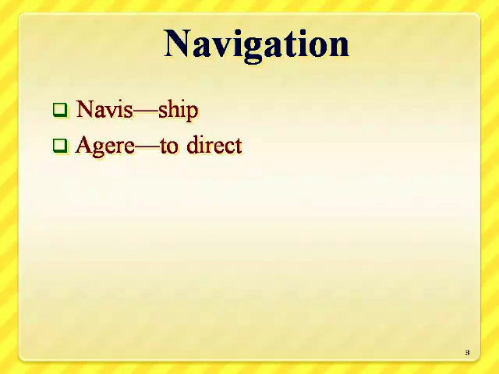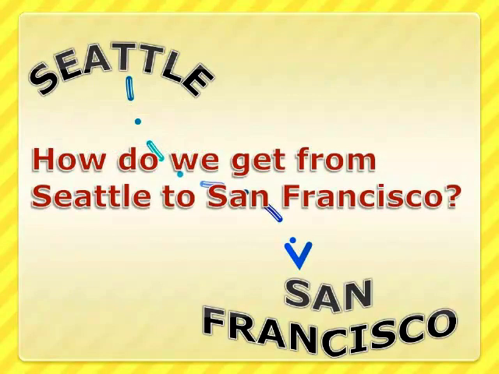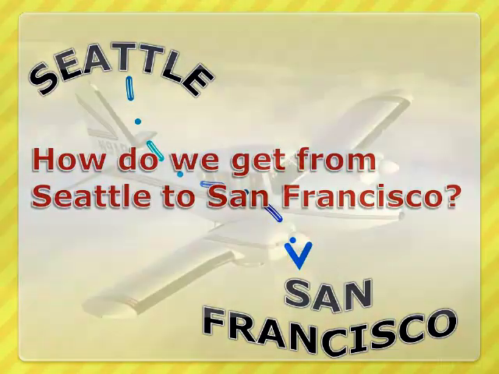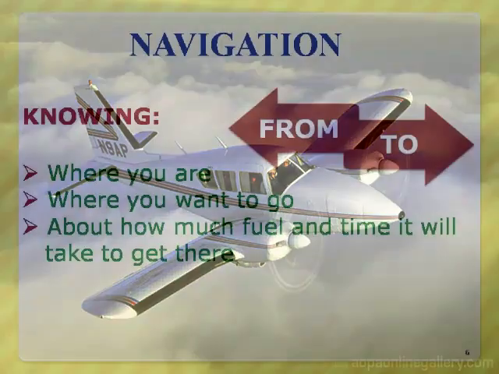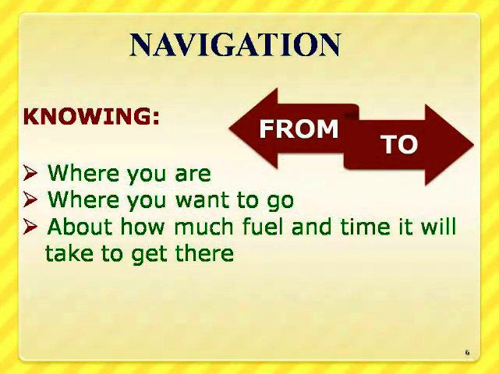Now let us see the standard case, that is, how do we get from Seattle to San Francisco by air. Once we take off from Seattle, you are in the air and you never know how to reach and how to change the direction. So here we need the help, that is to know where you are, where you want to go, and about how much fuel and time it will take to get there. This is what is supposed to come from the navigational aids.